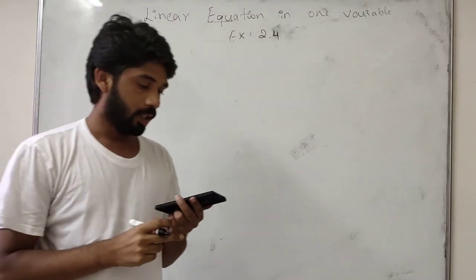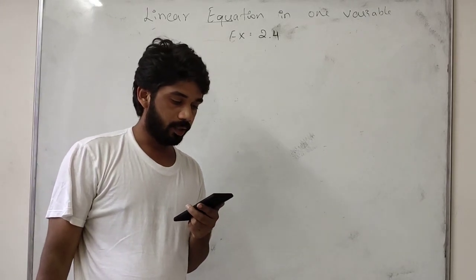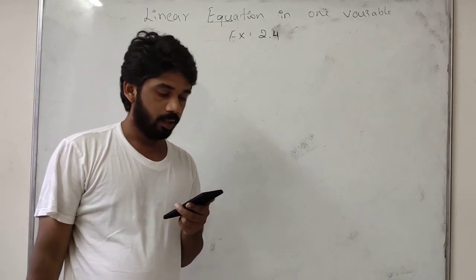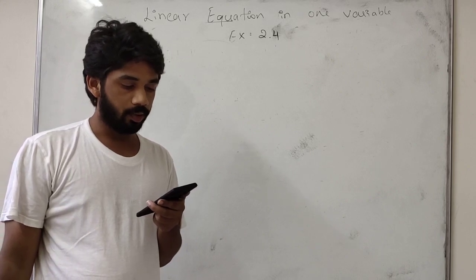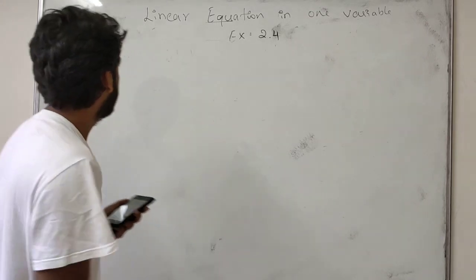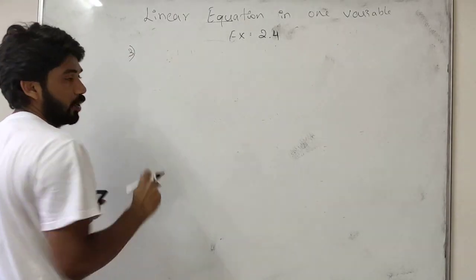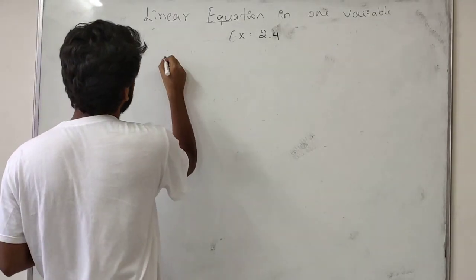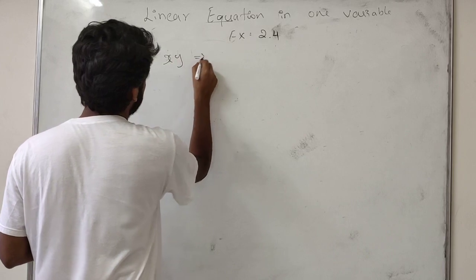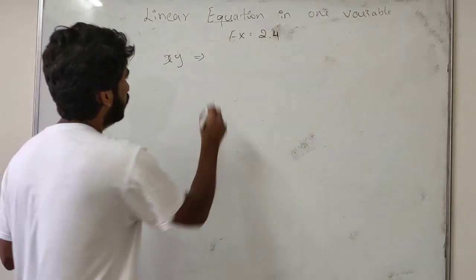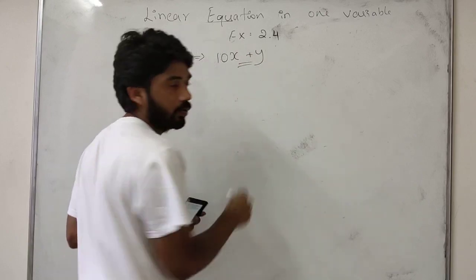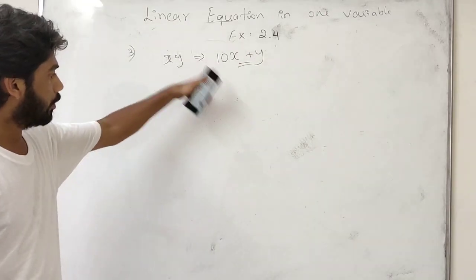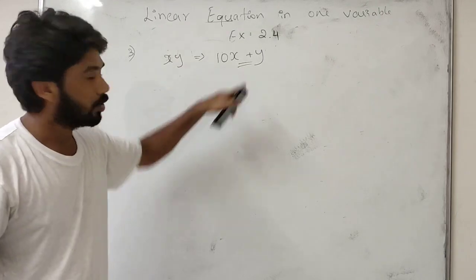So next question: the sum of the digits of a 2-digit number is 9. When we interchange the digits, it is found that the resultant new number is greater than the original number. What is the 2-digit number? So first, a 2-digit number. If we take the 2-digit number xy, we can write it as 10x plus y. By this concept only, students, we are going to solve the problem.